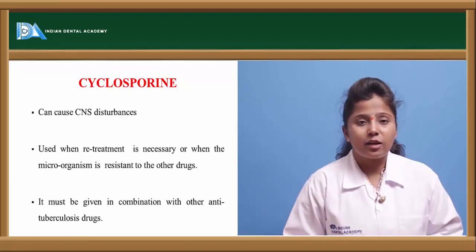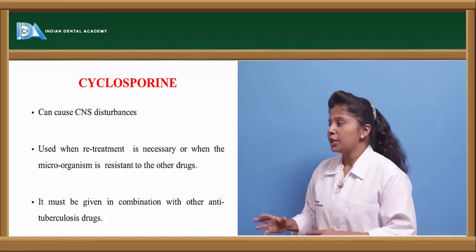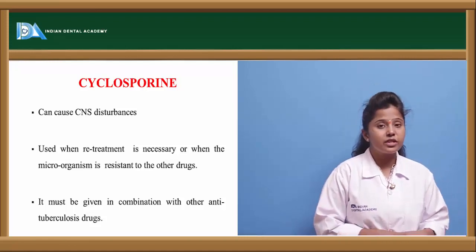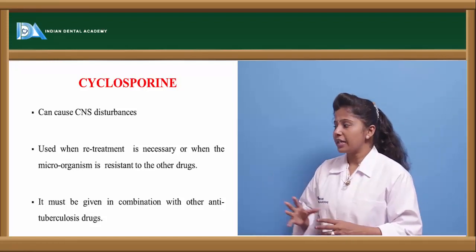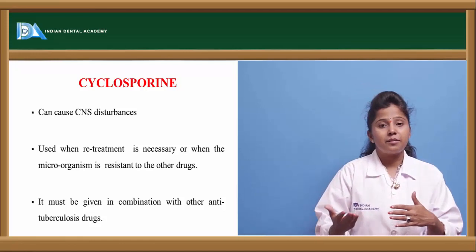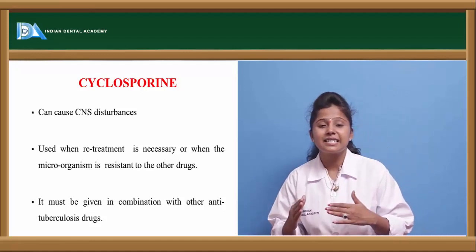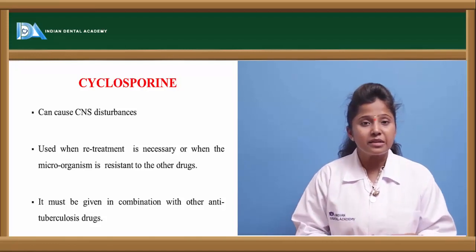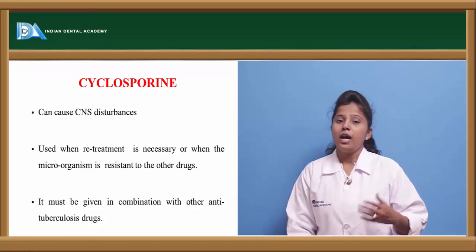Let us see the other drug, cycloserine. Cycloserine is one of the important drugs which is used against tuberculosis. This cycloserine has the main characteristic feature of causing CNS disturbances. If this drug is used for a longer period of time, then it causes disturbances in the central nervous system. This drug is only used when the bacteria is resistant to the first line drugs. First we give isoniazid, ethambutol and pyrazinamide, and if the bacteria is resistant to those drugs, then only this cycloserine is preferred.